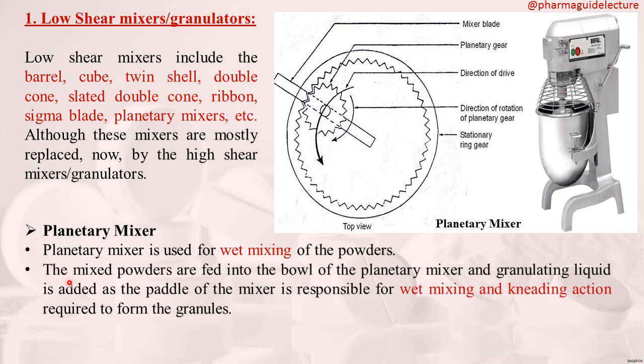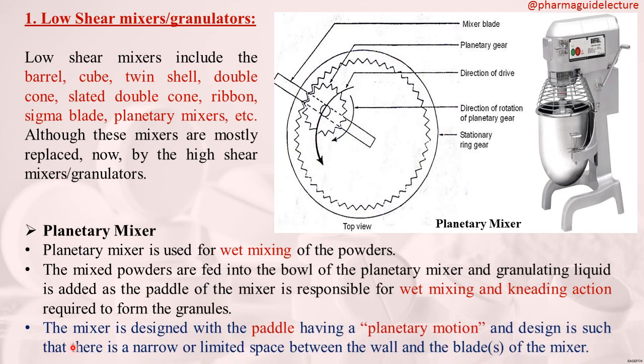The mixed powders are fed into the bowl. This is the bowl. The powder mixture is fed into the bowl of this planetary mixer, and then the granulating liquid is added. The paddle of the mixer is responsible for the wet mixing and kneading action required to form the granules. Powder is fed into this bowl, then the granulating liquid, and kneading of this dry powder mixture takes place.